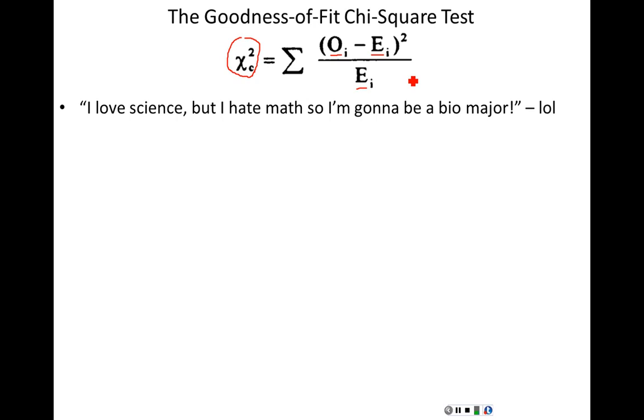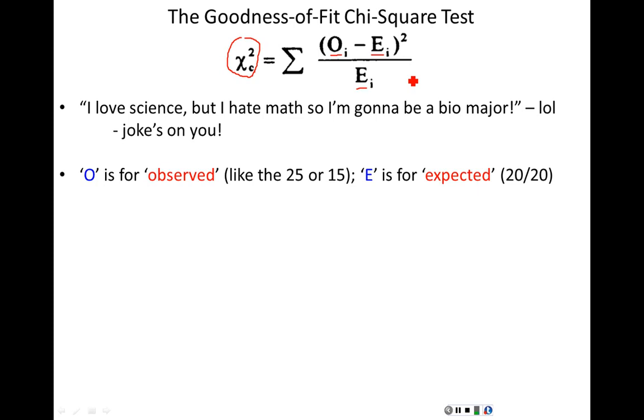Many of you might have said at some point in your life, I love science, but I hate math, so I can't do physics and I can't do chemistry. I'm going to be a bio major and stay away from math. And you say, well, you know, when it comes to genetics, no one can escape from math. Sorry about that, but it's just the way it is.